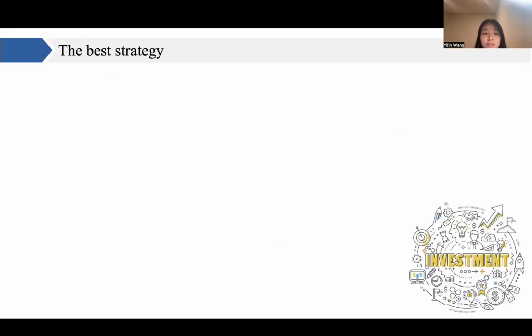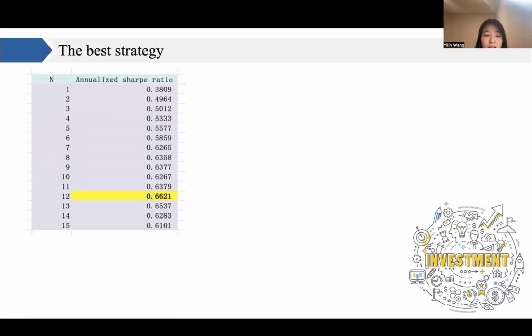Lastly, we will talk about the best strategy. The best strategy performs well when it has the largest annualized Sharpe ratio, as it can represent that they can get more excess return under the same risk.